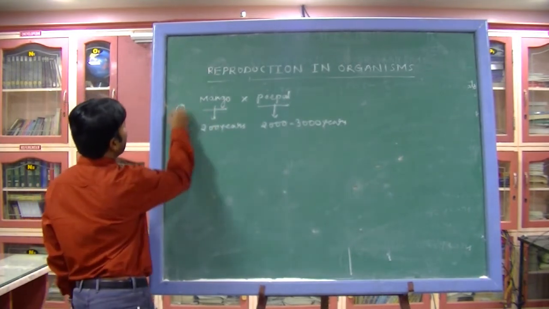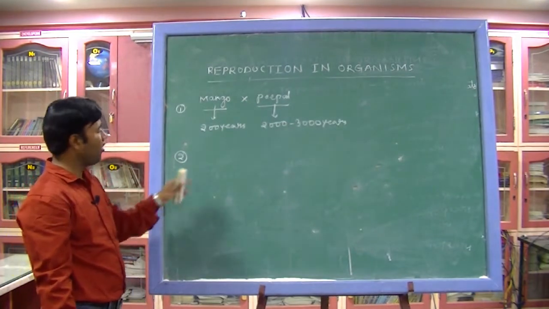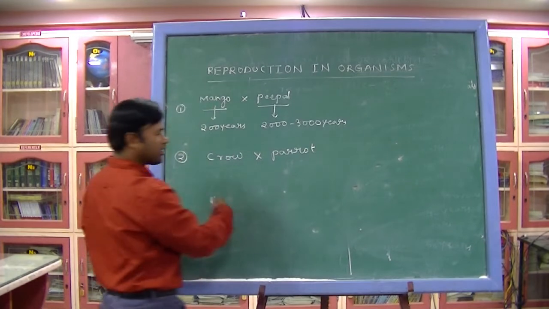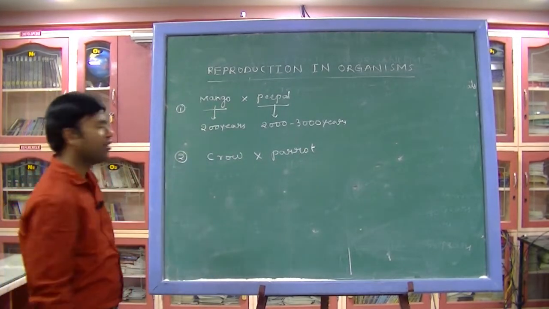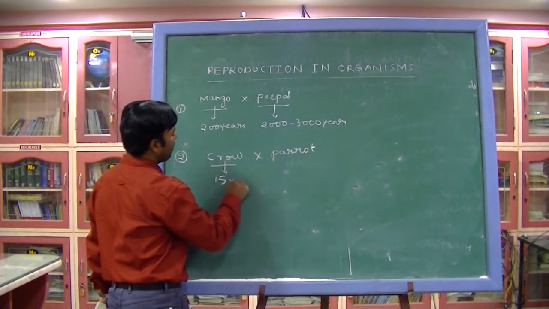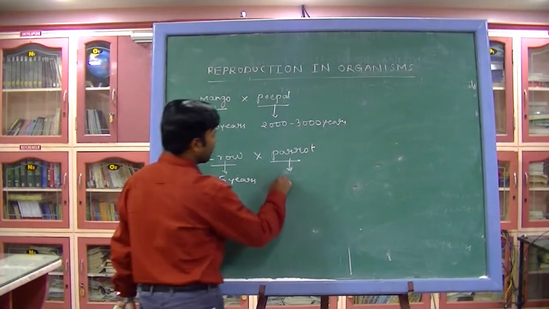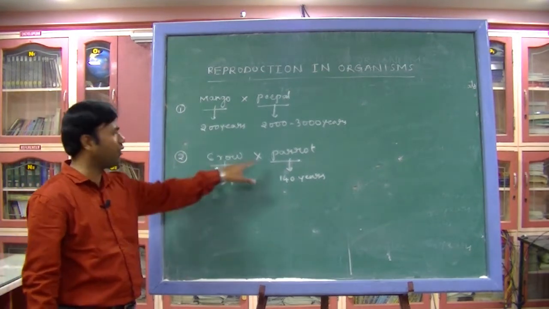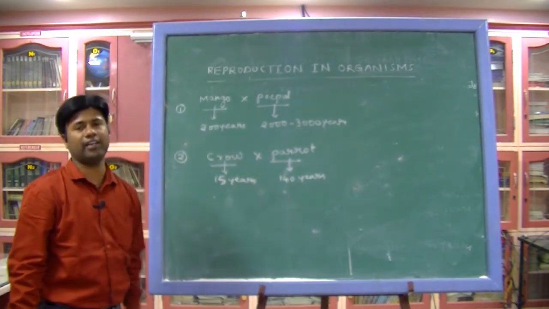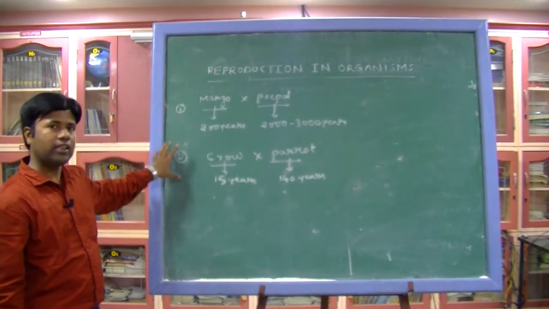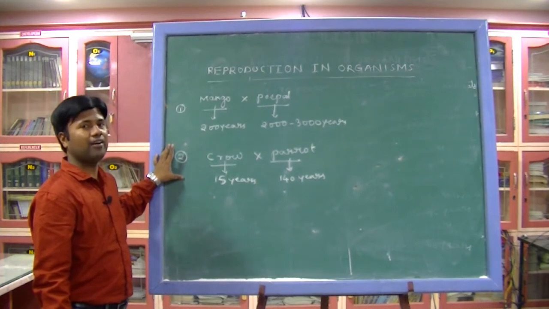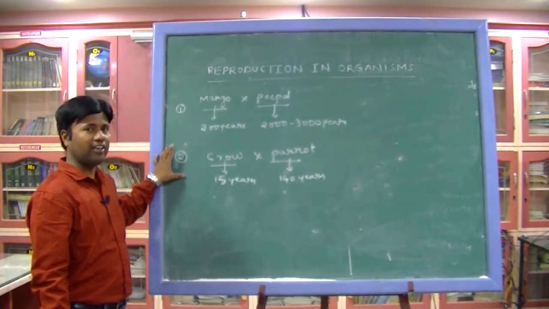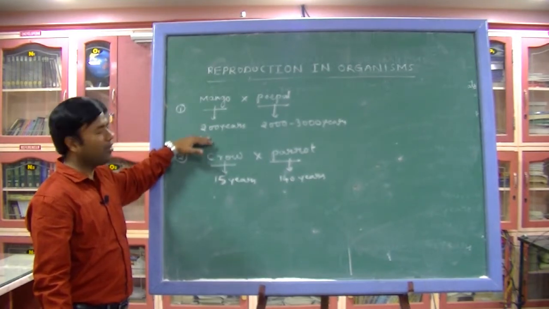Their size, complexity, distribution on the earth might be the same, but the lifespan is different. So this is one example related to plants. Let us see an animal example. In this regard, I am going to take crow and parrot. These two, whose lifespans we have just seen: crow, 15 years, parrot, 140 years. So here also we can imagine the complexity or size of crow and parrot might be almost the same, but their lifespan is different. So in this way we have to understand that all living organisms may not possess the same lifespan. Another point is that there is no correlation between the size of the organism and the lifespan.